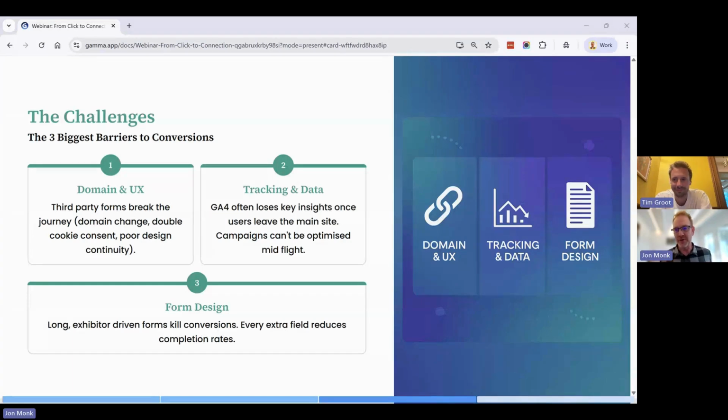What sort of things have you seen as well, Tim, around that? Because obviously it sounds like you've been looking at this in quite a bit of detail.